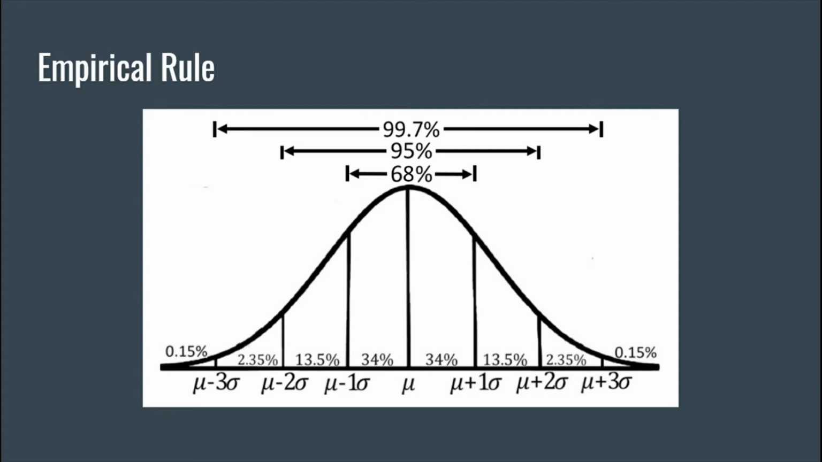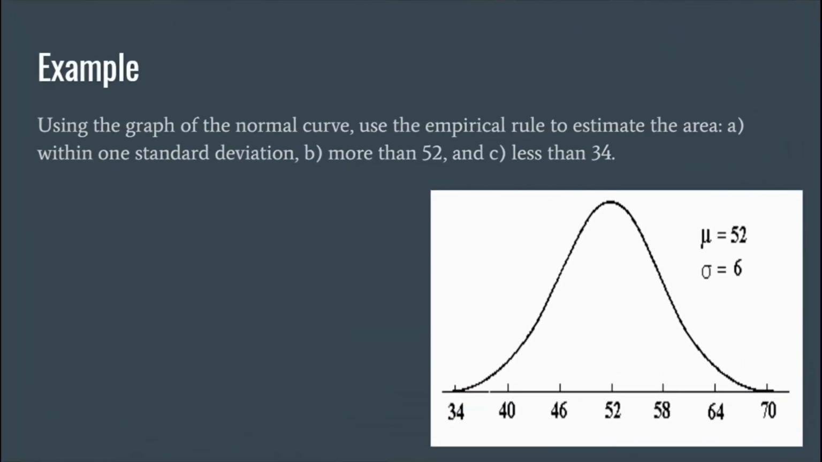Okay, so let's take a look and see how we can use the empirical rule in a problem. I'm not going to give you a whole story. Most textbooks and online programs will do that for you. I'm just going to use the last part. Using the graph of the normal curve, use the empirical rule to estimate the area within 1 standard deviation. That one was easy. We went over that already. Within 1 standard deviation is 68% of your data.